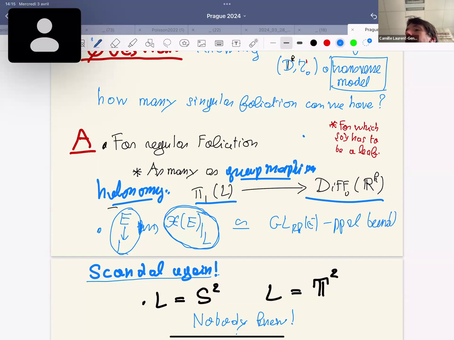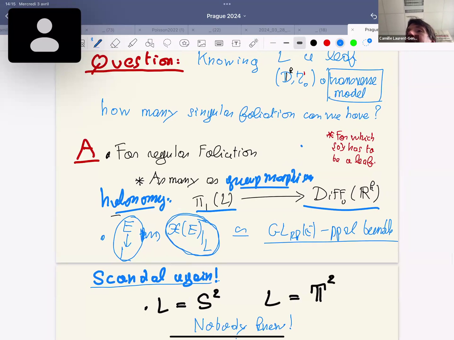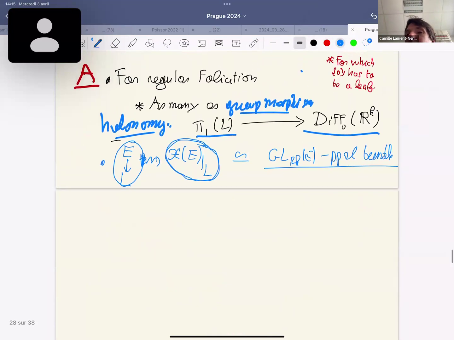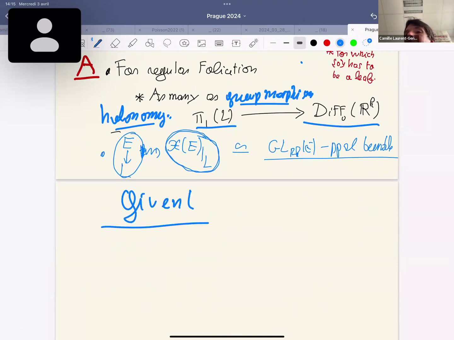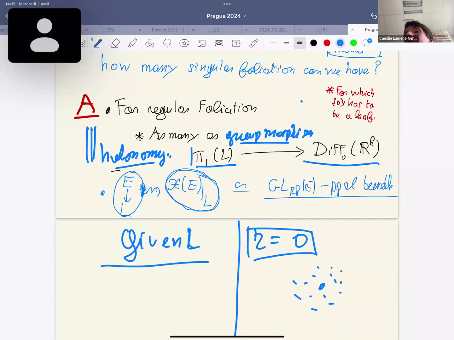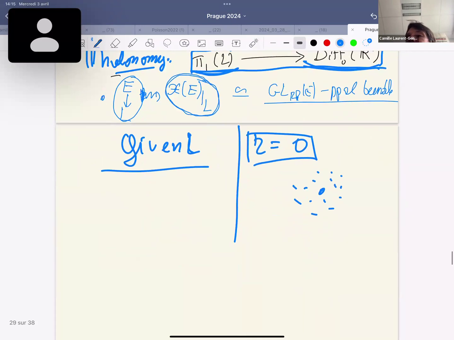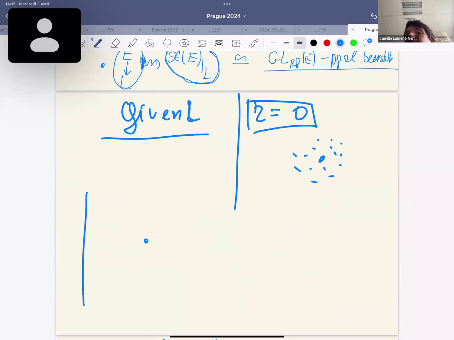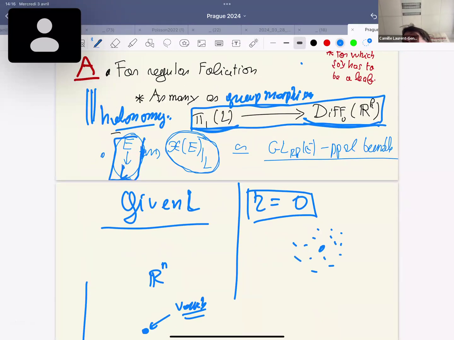Okay. So roughly speaking, let me say it in a different way. If you are given L, and if you want to classify all singular foliations near L where the transverse model is just 0, so T equal to 0, then you are in fact classifying regular foliations, and it's well known that those are classified by maps from pi_1(L) to germs of diffeomorphisms of R^k. Now, if you want to classify, for the same L, singular foliations for which the transverse models are all vector fields on R^n that vanish at this point, then in fact you are classifying vector bundles over L. It is exactly the same.